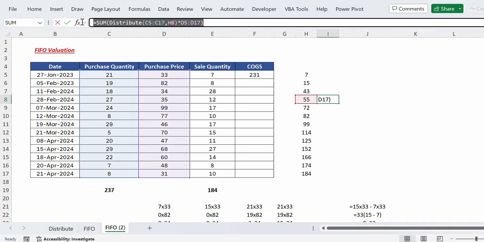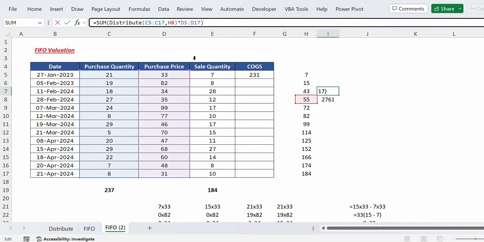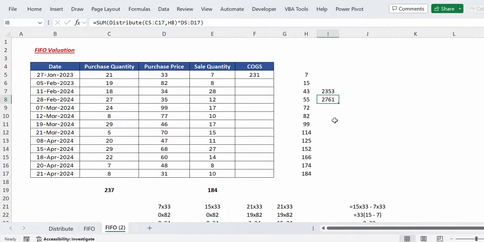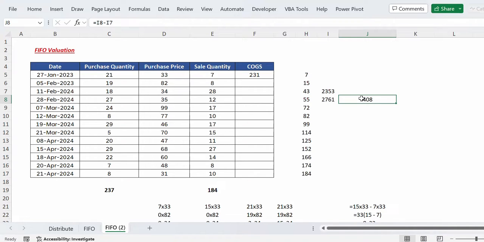Let's try to do the same steps for 43 as well, right? These 43 quantities here. So we have got this. And if we then try to find the value of these 12 quantities here, that will be equals to this minus the previous result. That will be 408. And if we see the result here, when we multiply 12 by 34, so equals to 12 multiplied by 34, we are again getting the same result, that is 408 here, right? So this is what we are trying to achieve.